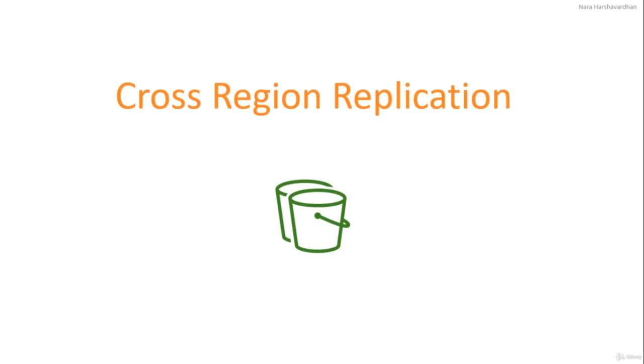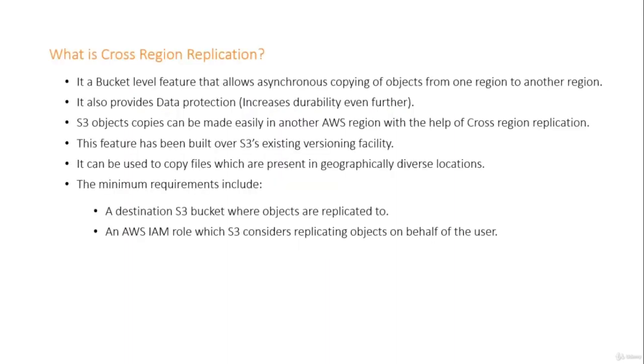Hello everyone, welcome to this lecture. In this lecture, I am going to discuss cross-region replication. What is cross-region replication? Cross-region replication is a feature that replicates the data from one bucket to another bucket, which could be in a different region, which provides asynchronous copying of objects across buckets. And here, destination buckets can be in different AWS regions or within the same region as the source bucket.